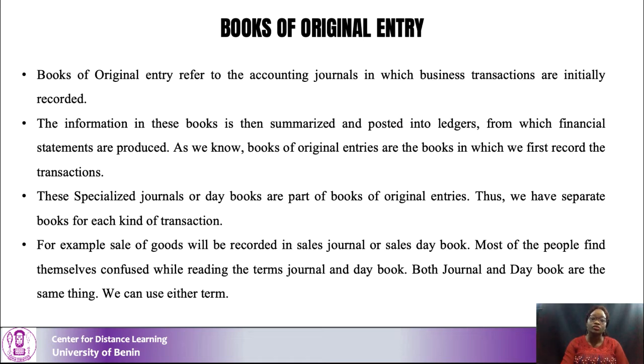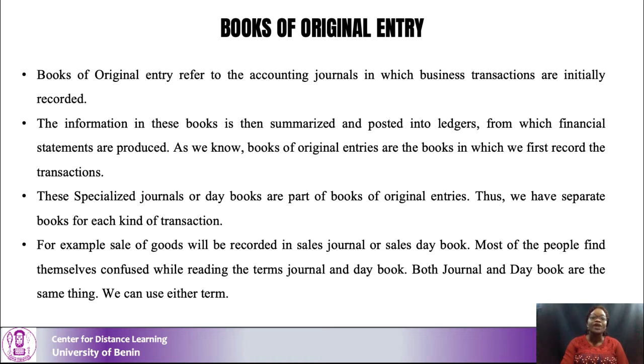Now we'll go to books of original entry. Books of original entry refers to the accounting journal in which business transactions are initially recorded. As the name implies, they are the place or the first point of contact where we record transactions. The information in these books is then summarized and posted into ledgers. From the ledgers, we then produce the financial statements. As we know, books of original entry are books in which we record the transactions. These specialized journals or day books are called books of original entry.